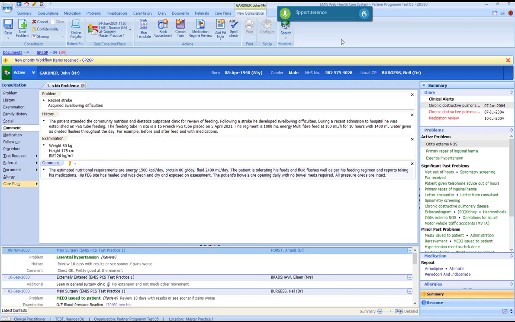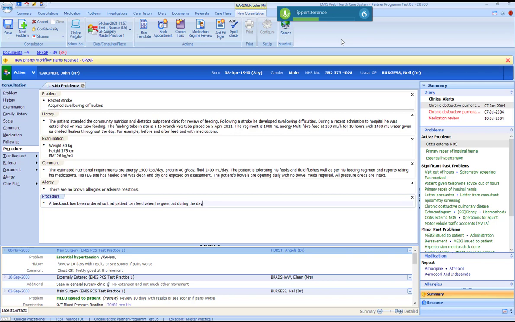Go to allergies. There are no known allergies or adverse reactions. Go to procedure. A backpack has been ordered so that the patient can feed when he goes out during the day, as he did not like feeding during the night when he was in hospital and feels restricted to stay at home at the moment. Feeding company nurse has been asked to train him on the use of the backpack.